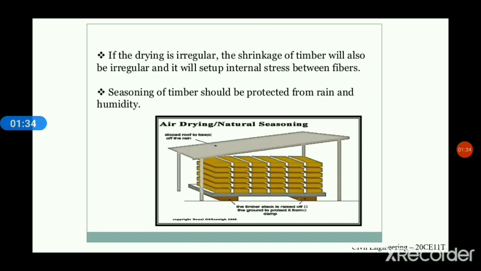So in this slide, the continuation of seasoning of timber. If the drying is irregular, the shrinkage of timber will also be irregular. As I told in the earlier slide, the drying process should be uniform, and generally at a very slow rate. If the drying process is irregular, the shrinkage will also be irregular, and generally it will set up internal stresses between the fibers in the timber.